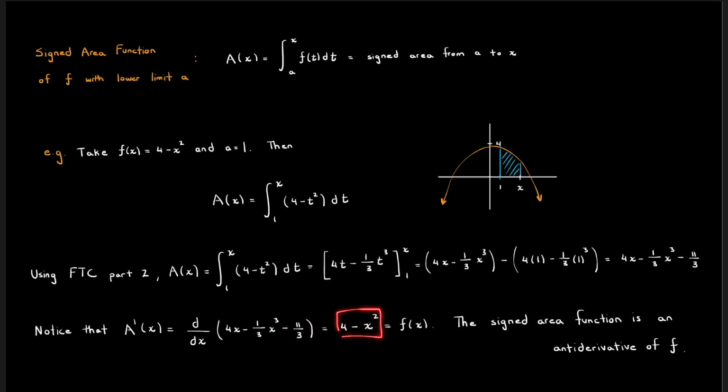So you just get 4 minus x squared. Now, does that remind you of anything? Well, it should, because this is exactly the function that we began with. It's exactly f of x.